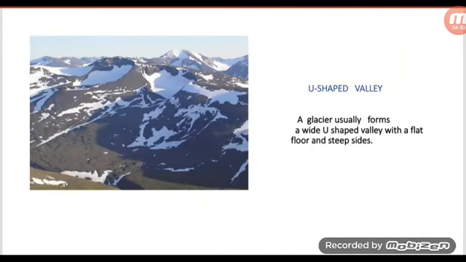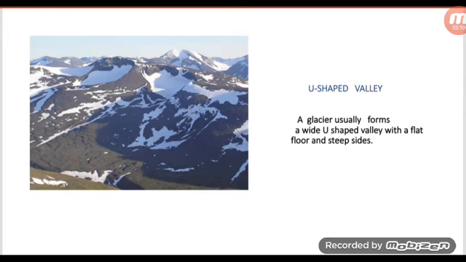Now even a U-shaped valley is formed due to the erosional work of a glacier. A glacier usually forms a wide U-shaped valley with a flat floor and steep sides. Obviously a glacier is much larger in size, so that is why it forms a U-shaped valley. In the case of rivers, we said that it was a V-shaped valley because of the narrowness of the river. But here, since the glacier is of huge size, it is going to scrape away, or erode, a wide U-shaped valley with a flat floor.